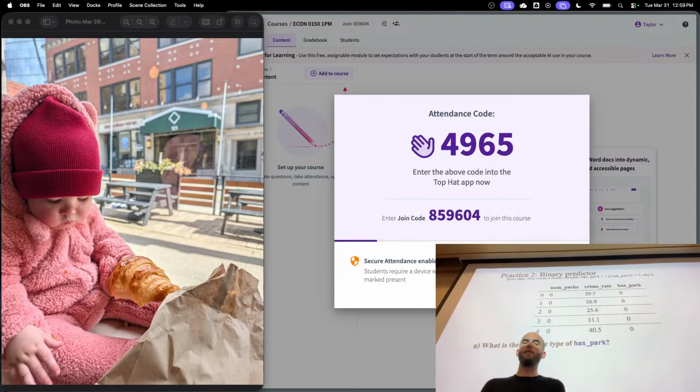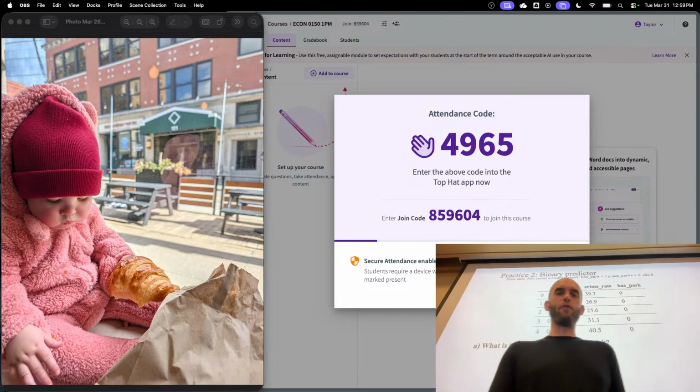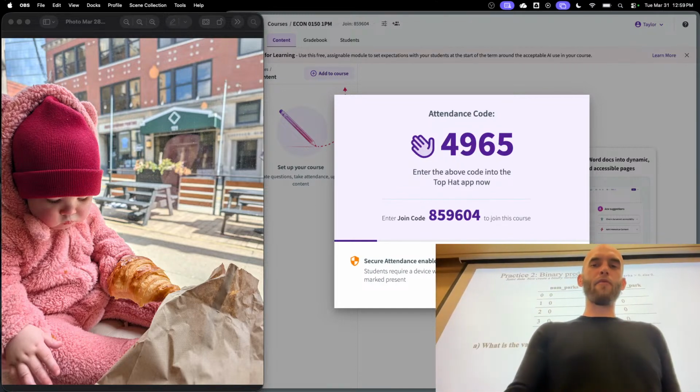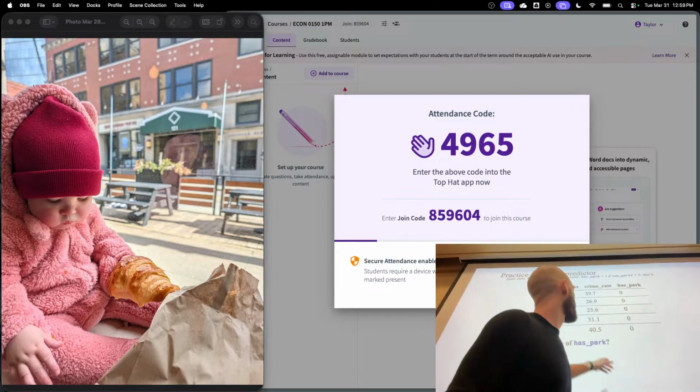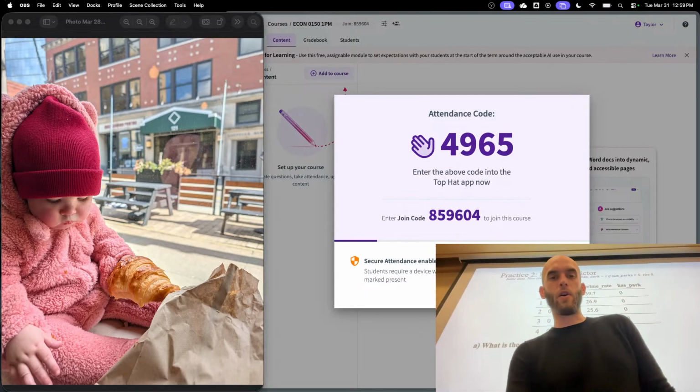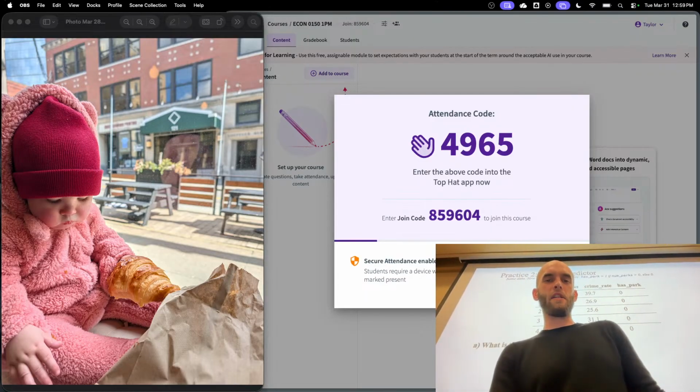What about this one? So this is practice number 2. Now we have a binary predictor. So instead of the number of parks, I have a column called hasPark. You can ignore this column. This is either 0 or 1. So if there's a park, then I've coded it as 1, and for all of the other areas, I've coded it as 0.